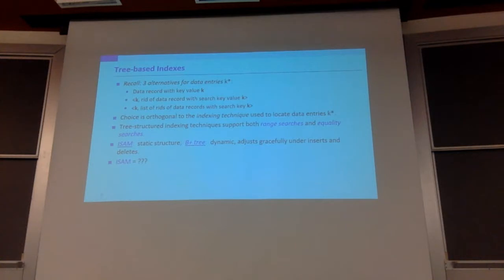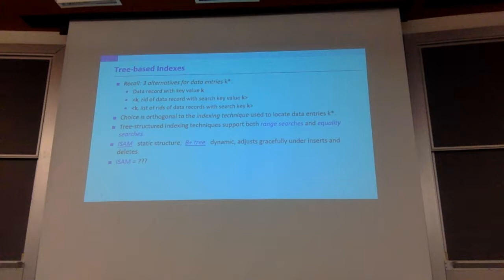However, these data entry choices are actually orthogonal to the problem of how you do indexing. Like it's orthogonal to whether you use B-tree or hash maps, right?